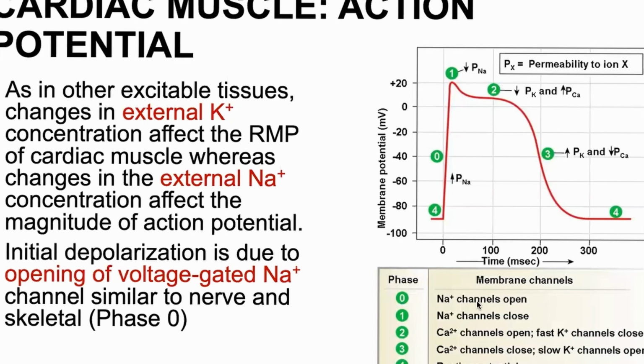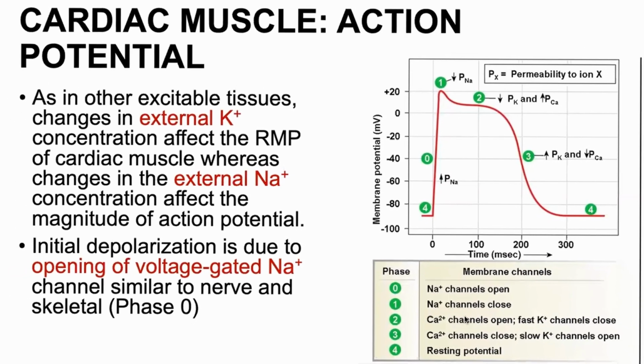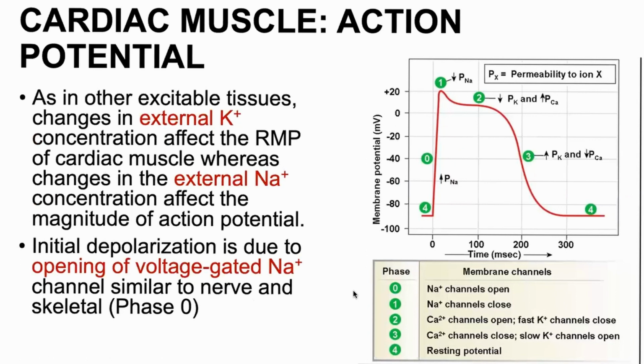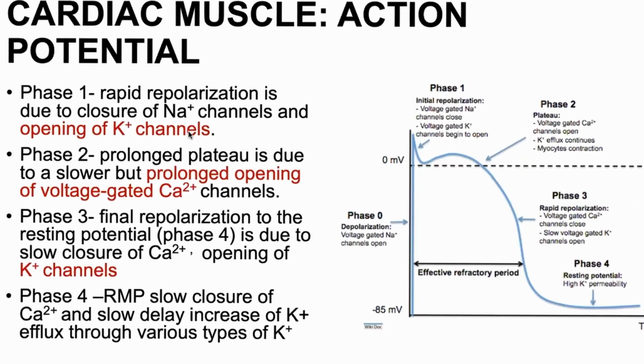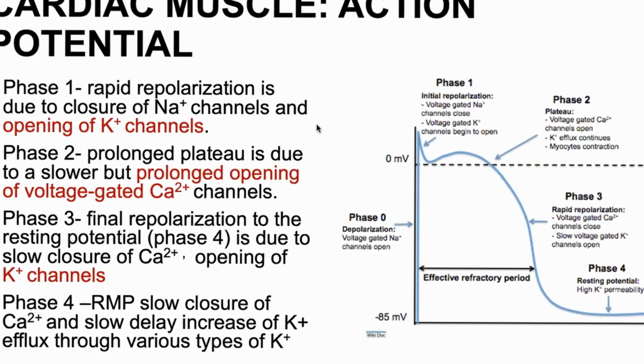You have the sodium channels that are open quickly, then the sodium channel closes, and then you have the fast calcium channels that are open, and the potassium channels are closed. Phase 0 is the sodium channels opening. Phase 1 is rapid repolarization. It's due to closure. So phase 1 is when the sodium channels are closed, and then you have the opening of the potassium channel.